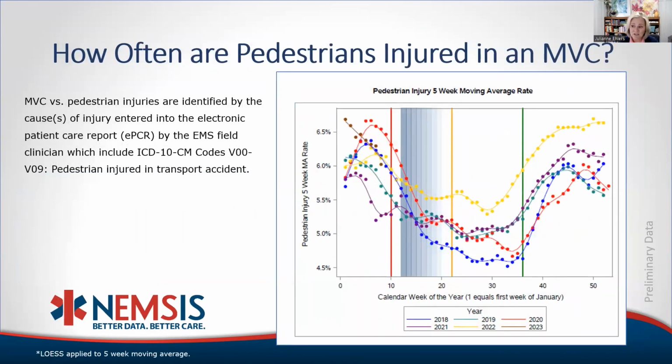We look at pedestrians. How often are pedestrians injured in MVC? That yellow line that is elevated is actually last year, 2022. That is not the COVID year. So we saw a decrease that is related to seasonality for pedestrians. But in 2022, we saw an increase in pedestrian injury.